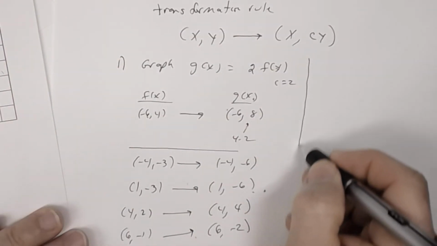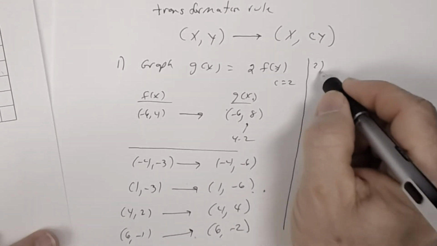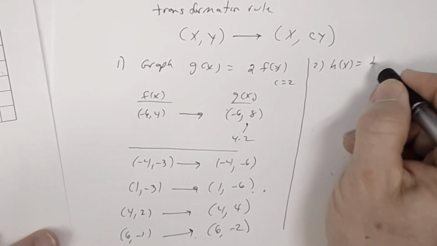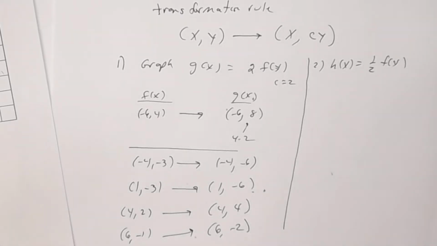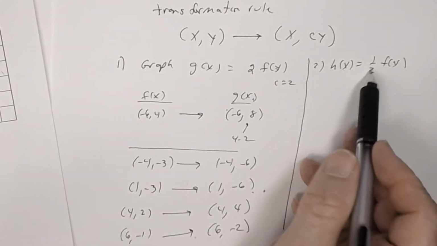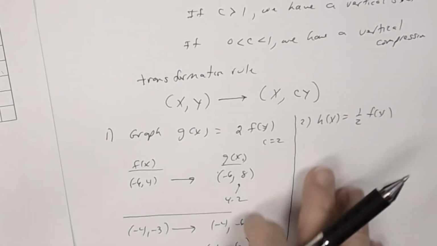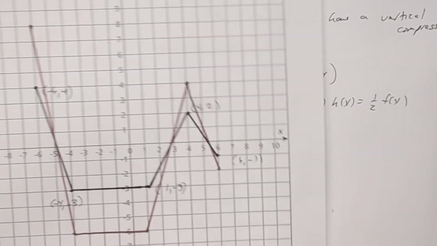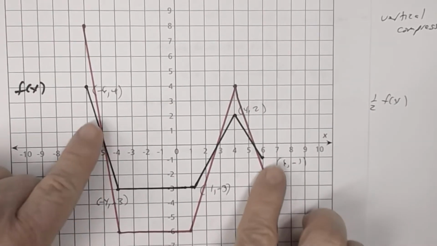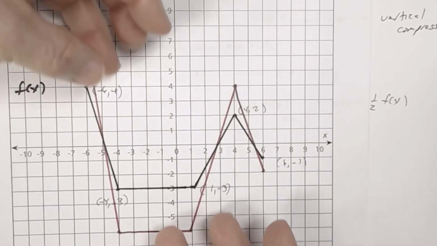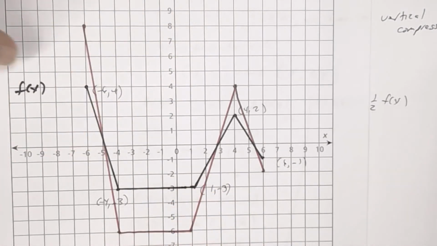Now let's look at this one. Let's suppose I want to graph number 2, h of x, which is 1/2 f of x. All right, so we're going to do the same thing. We use that same idea. So remember, since c is 1/2, that's going to be a vertical compression or a vertical shrink. All right, so I'm going to use the green color here, so you can see that my function f of x, I'm going to shrink the graph.